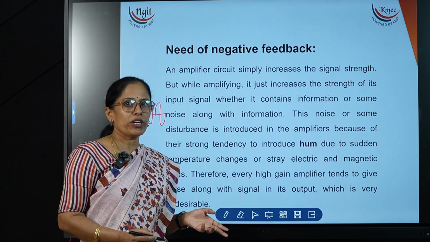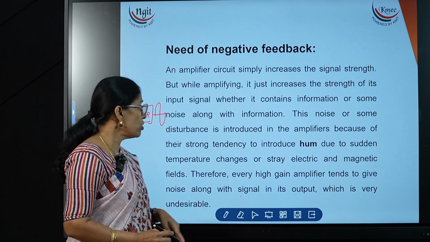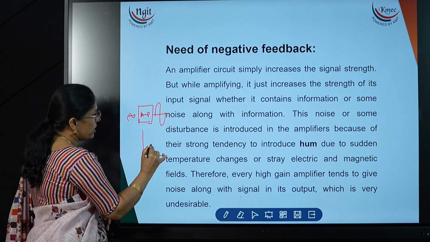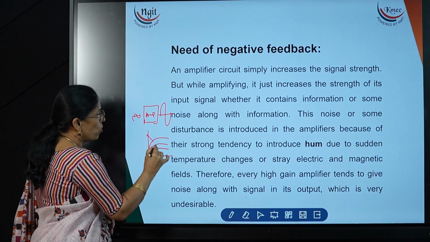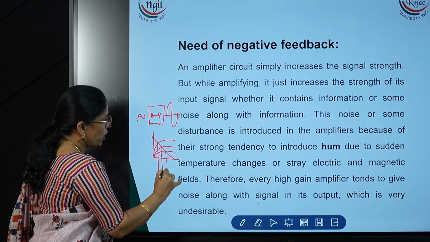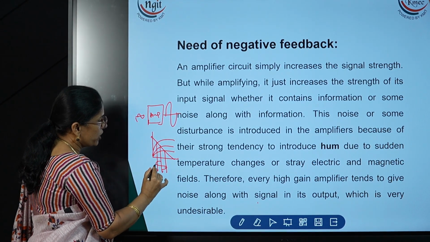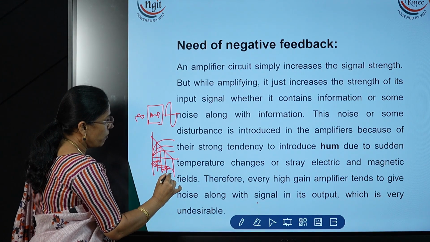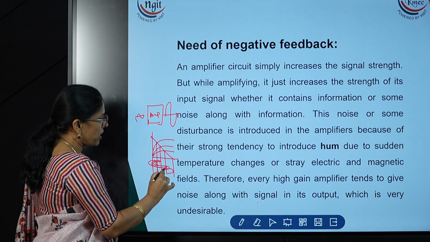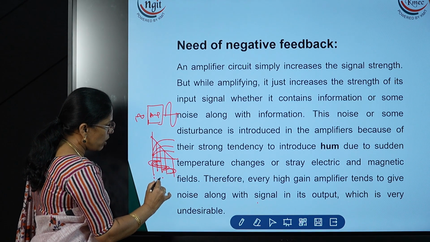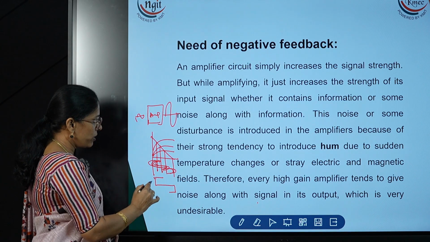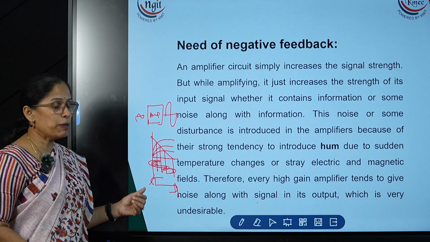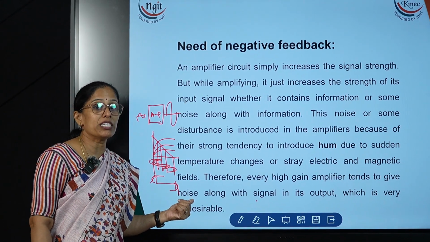So what is the difference between noise and distortion? Distortion means what? If my signal is this, and in the last lecture I explained in a CE amplifier that this is a load line, and here we are getting the waveform like this. Now this is my range, the maximum range. Within this range I can amplify like this. But if my signal goes beyond this range, then I will get the waveform like this. It almost looks like a square wave, not a sine wave. So these peaks are now clipped off. This is called distortion.